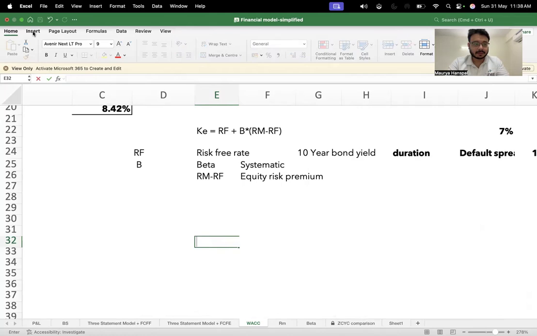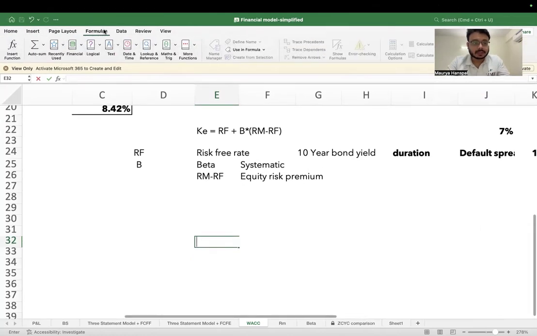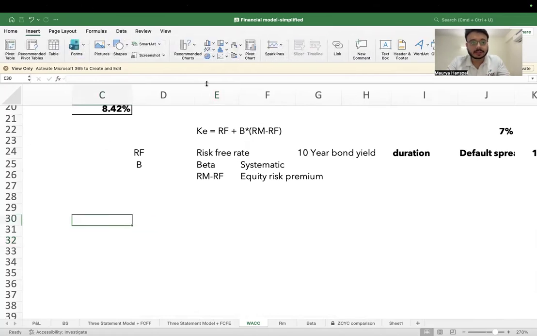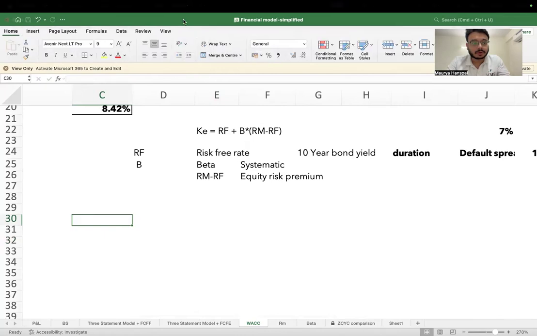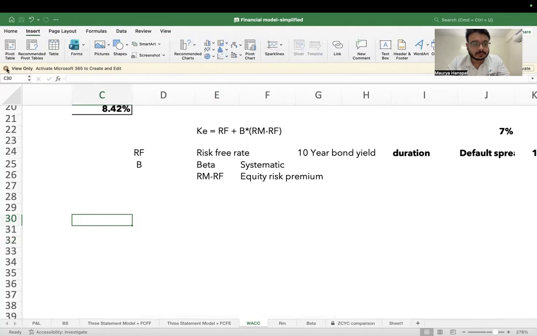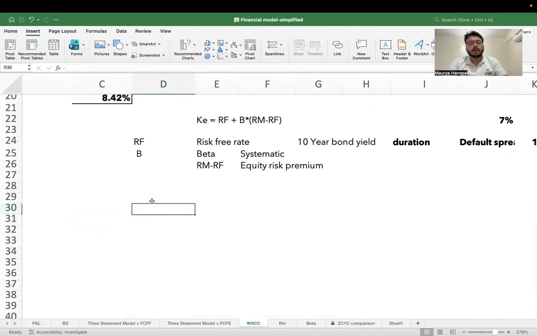Let's try to understand, or I'll just draw in here. Just a second. I go to insert and go to data. Okay, so maybe I'll just type in here.